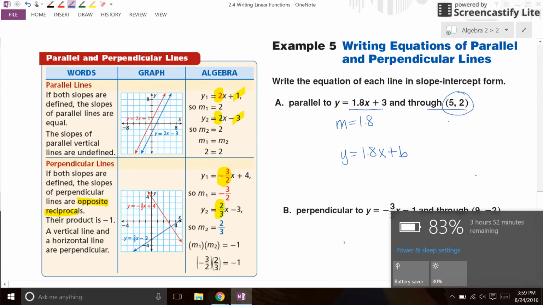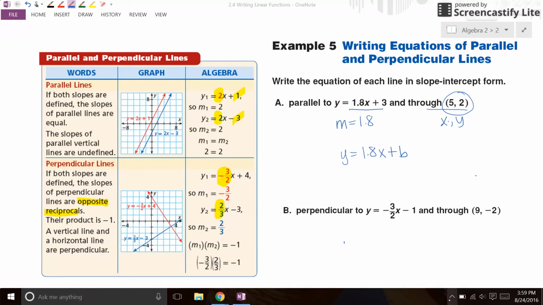Oh, would you stop? X and the y. Go away. That's your x and your y.